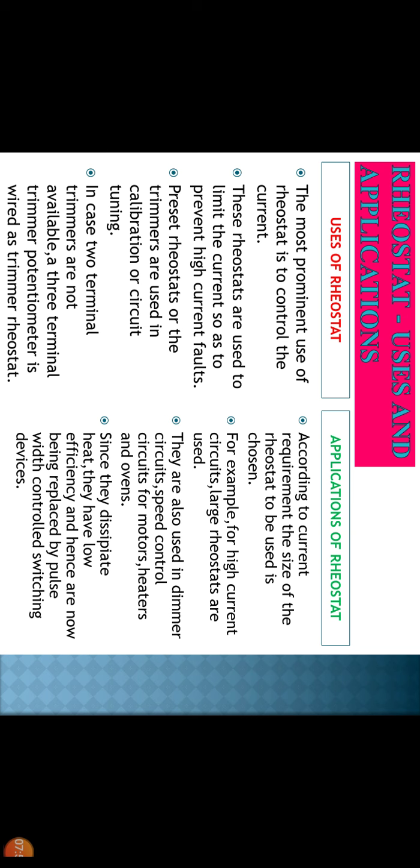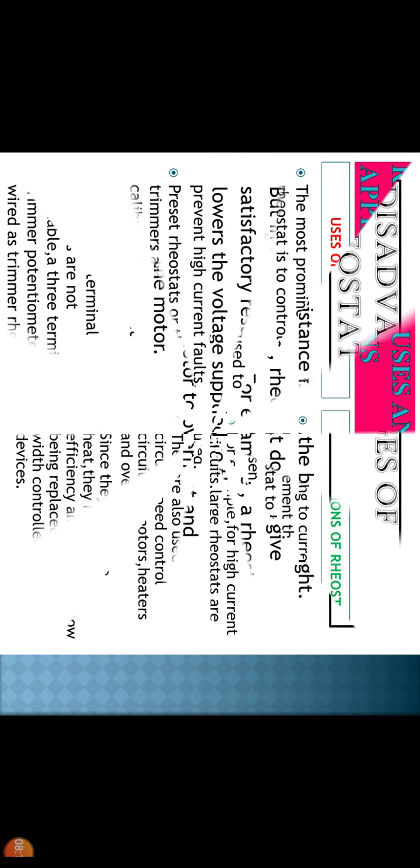They are also used in dimmer circuits, speed control circuits for motors, heaters and ovens, and in our switchboards also. In fans also they are used. Since they dissipate heat, they have low efficiency, as you know the heating effect of electric current, and hence they are replaced by pulse width control switching devices.